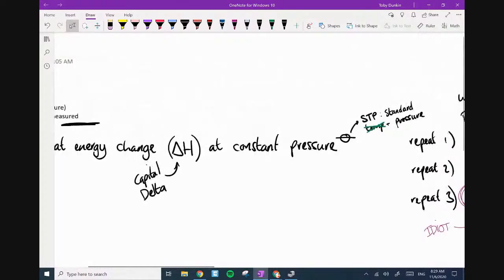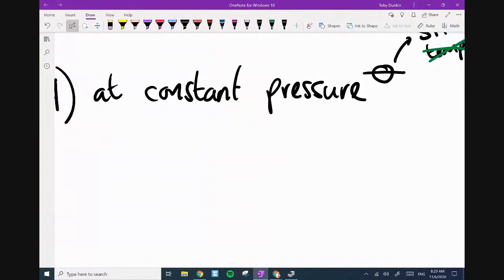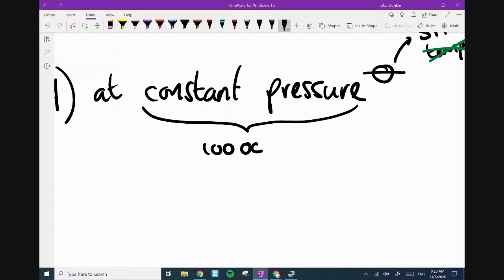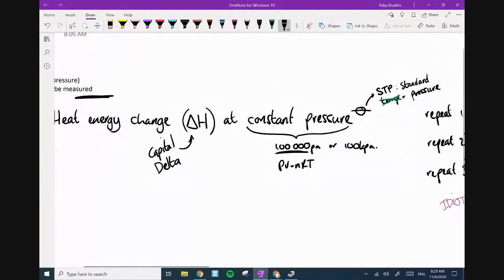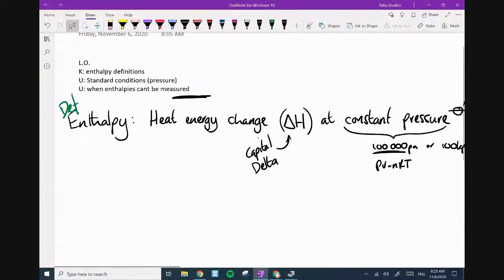Just to quickly mention, standard pressure, we need to know a value for this, and you guys already know it. You know it from calculations. Standard pressure is 100,000 pascals. I prefer that number because that's what you need for PV equals nRT. I prefer you to remember that number more than any other, but you can also say 100 kilopascals if you prefer. You actually need to be able to translate between the two, but that's pretty straightforward as well. Thank you, chemists.